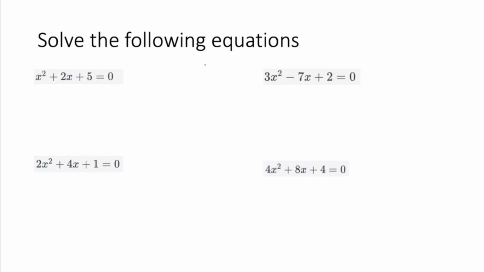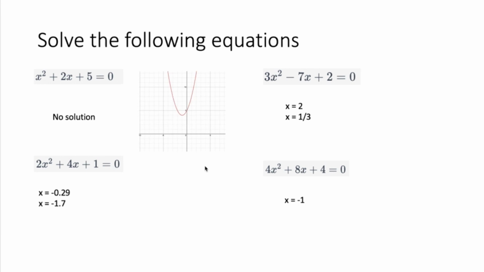Pause the video and try to do these questions using the formula. So here are the answers. For this first one, there were no solutions. Why is that? It's because the graph, the line, looks like this. There are no x-intercepts. The line for this expression does not ever cross the x-axis.